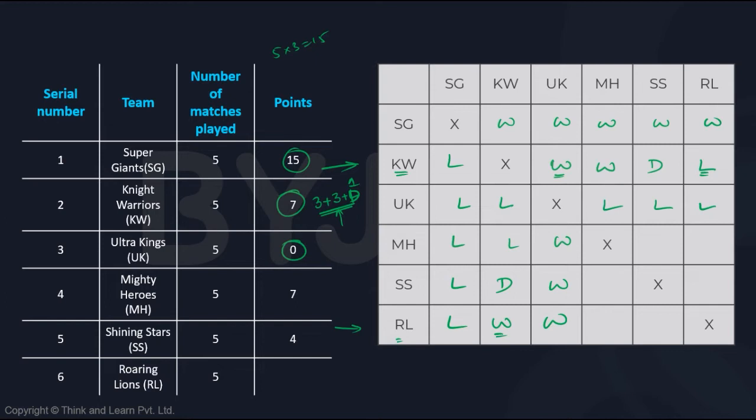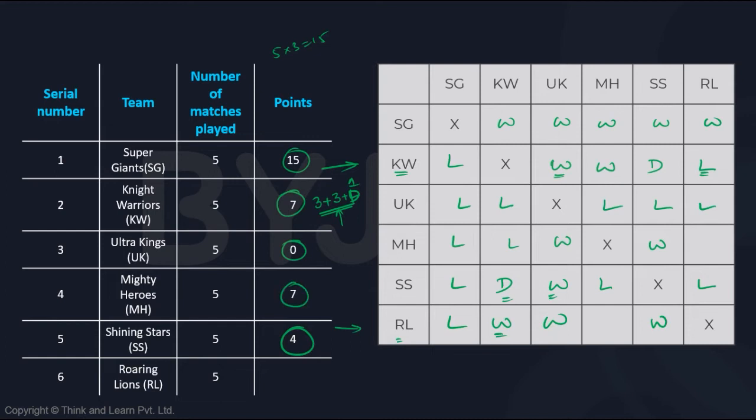Let's take a look at your Shining Star. Shining Star total is 4. We already have a draw and a win. So draw plus win is 1 plus 3, 4, which means the others are losses. So symmetrically, this is a win and this is a win. And now, if you are looking at RL, Roaring Lions, we still don't know because there is one thing which is unknown, but we can look at the Mighty Heroes.